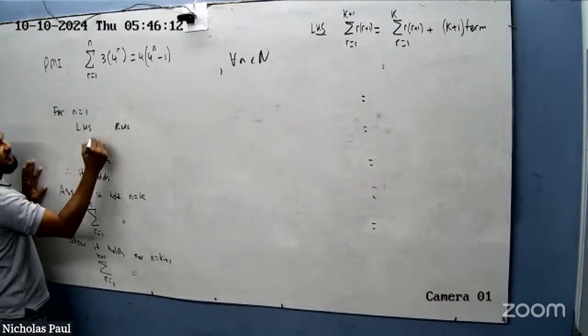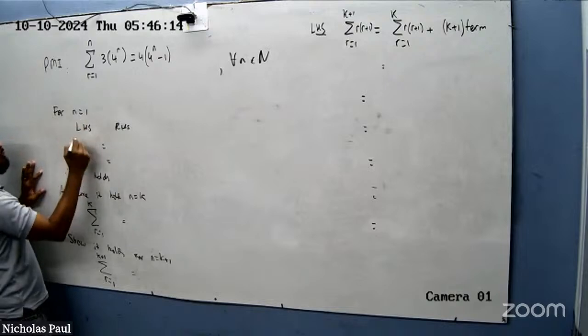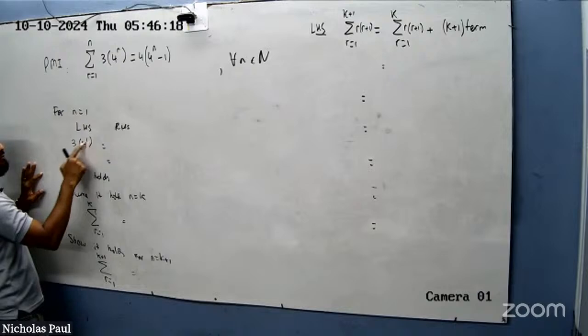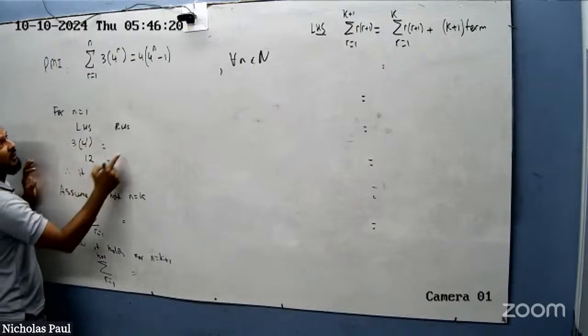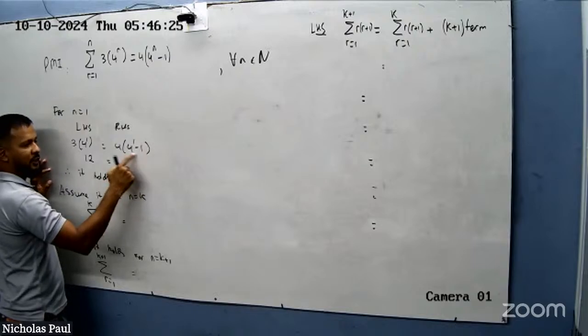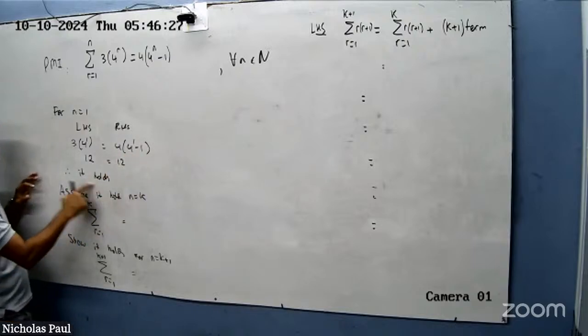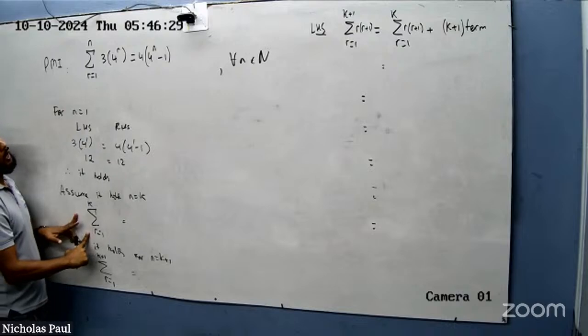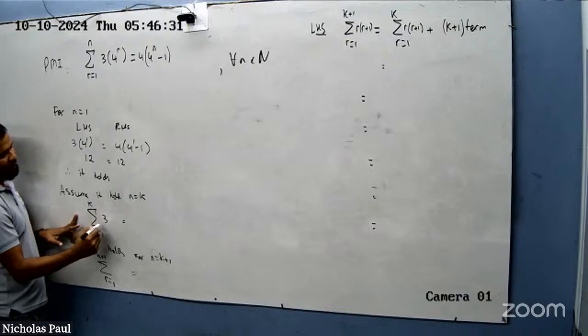Right, so I'm just checking it out. When n is 1, I'll get 3 by 4 to the 1. 4 to the 1 is 4. 4 by 3 is 12. Here, 4 to the 1 minus 1, that's 3. 3 by 4 is 12. So therefore it holds.